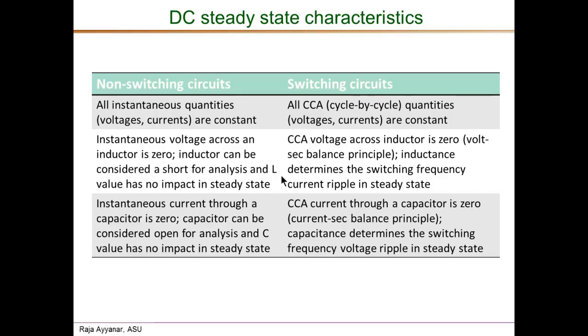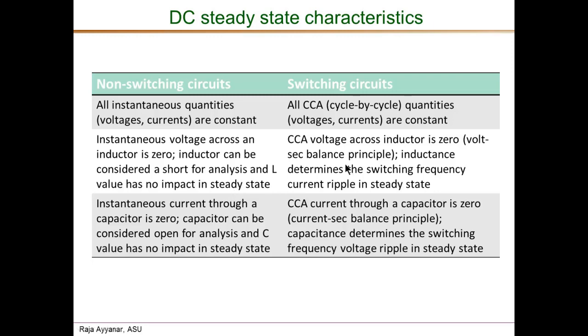Okay, a few more points about the DC steady state in non-switching circuits versus switching circuits. So we already saw that in a non-switching circuit, the definition of DC steady state is that all the instantaneous quantities in voltages and currents are constant, time invariant. Whereas in switching circuits, all the quantities are time varying. Most of them are switching, but their cycle by cycle average values are constant in DC steady state. So because all the quantities are instantaneously constant in a non-switching circuit, any derivative is 0. Therefore, the voltage across the inductor, which is L dI over dt, is 0. Therefore, we can replace the inductor by a short circuit for DC analysis, and the actual value of L has no impact on the DC analysis in steady state.